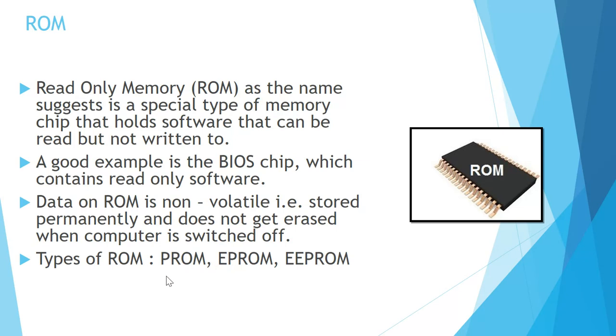These are the types of ROM: programmable read-only memory, electronically programmable read-only memory, and EEPROM, which means erasable electronically programmable read-only memory.